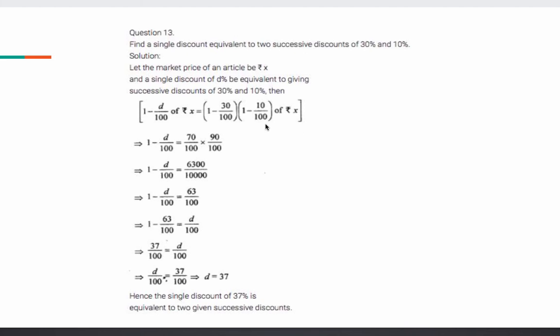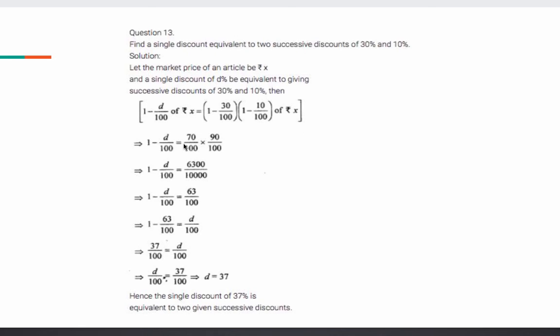Do it the same way for the two equivalent discounts: 1 minus 30 upon 100, 1 minus 10 upon 100, of rupees X. What is X? The mark price, which remains the same for the same article, and D% is the single discount which I want to calculate, which will have the same selling price in both cases. Now X will be cancelled straight away from both sides. Okay, what am I left with?